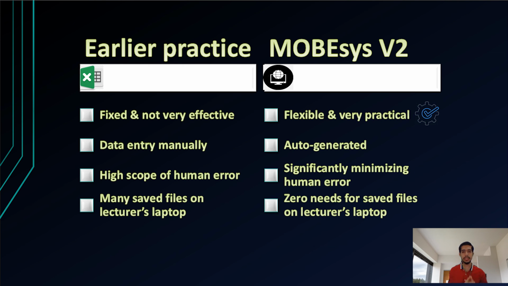Whereas in the system, when we update something, it will be unified for all the participants, and also it will be auto-generated. So the lecturer will be entering just the minimum data required, and that will lead to minimizing the human error very noticeably and significantly. And also, by applying such a system, there will be no need for lecturers to save any files on their laptop, because everything will be online.